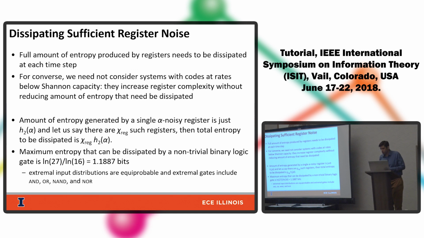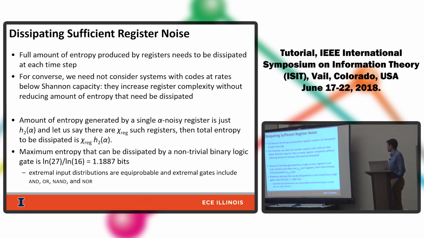Okay, and for this converse argument, we don't need to consider systems with codes that race below Shannon capacity, so that's fine. Okay, so we just need to think through how much entropy is generated by a single alpha noisy register. And let's say there's chi sub reg of such registers, then the total entropy is chi reg times the binary entropy of alpha.